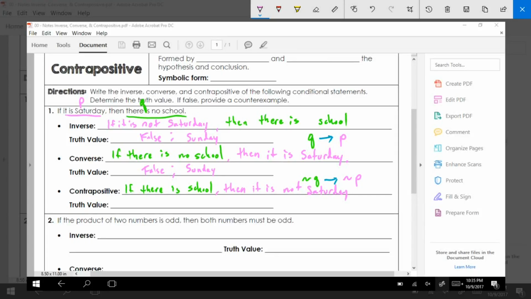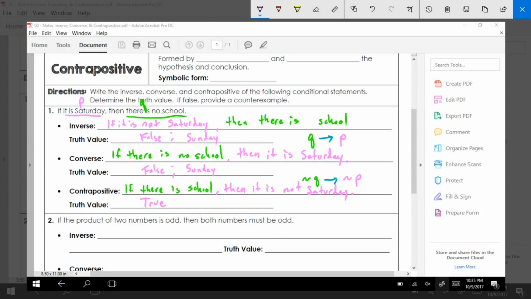Okay, and is this true? If there is school, then it is not Saturday. And that would be true because if there's school, it's not going to be on a Saturday because we don't have school on Saturdays. So this one would be true. And there we go. We have completed our first series of writing inverse, converse, and contrapositive statements, if you will.